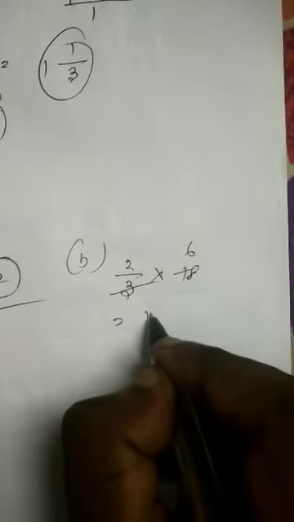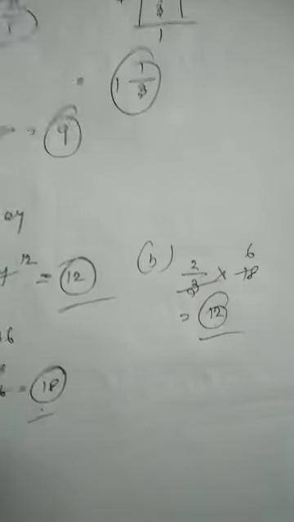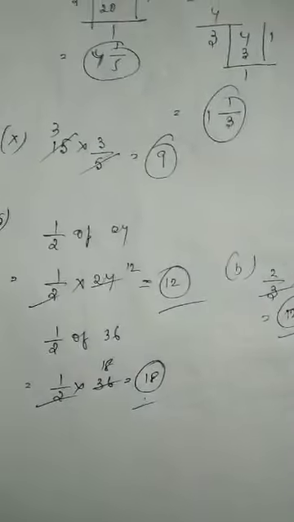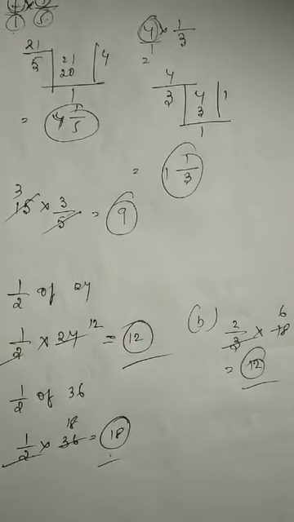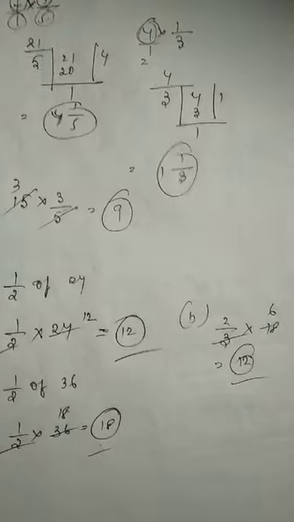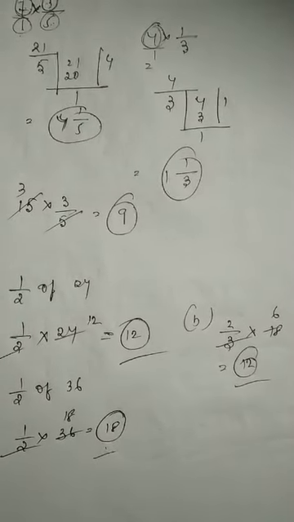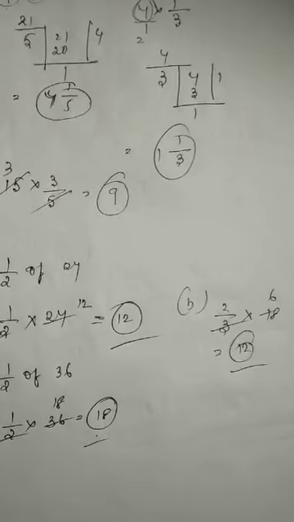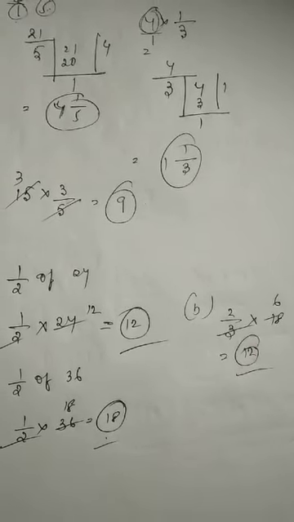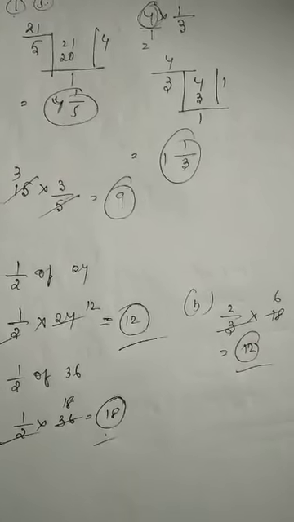And my answer is 6 2s are 12. 12 is the answer. So children, this way we deal with such questions. It's really very easy. Just simply in the place of "of" you have to replace it by using a multiplication sign, and we can easily get an answer by multiplying.